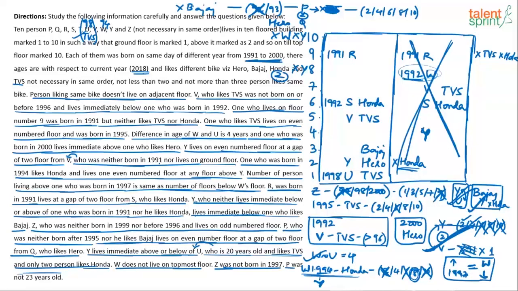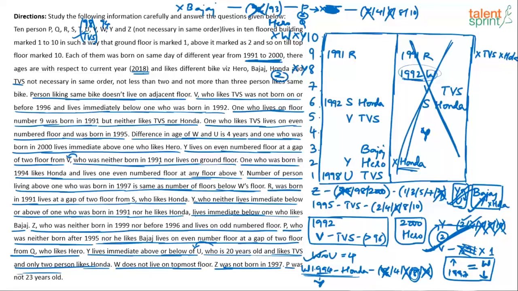P does not like Bajaj, that also we know. P can be 2nd, 4th, 6th, 8th or 10th floor. But 2nd floor is blocked by Y, so P cannot be 2nd floor. 6th floor is blocked by S, so P cannot be 6th floor. P can be 4, 8 or 10. Okay.